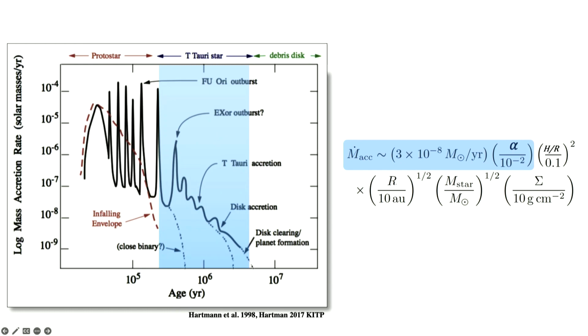Okay, how do we now relate the accretion rate to the turbulence? As I mentioned, there was this famous Shakura and Sunyaev parameter alpha, which is a stress to pressure ratio. And to explain the typical mass accretion rates, we need an alpha value on the order of around 10^-2.